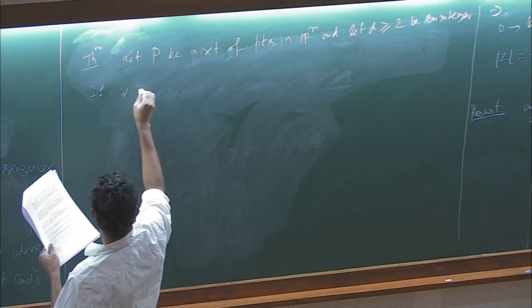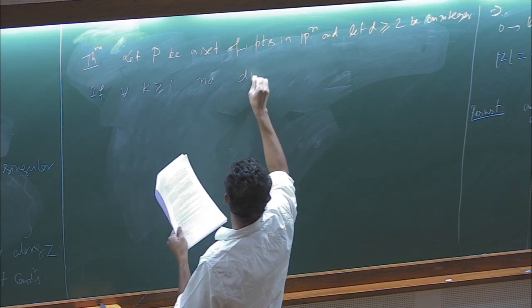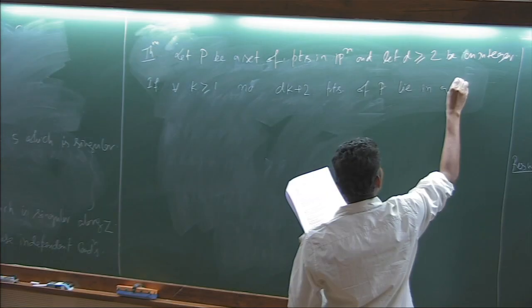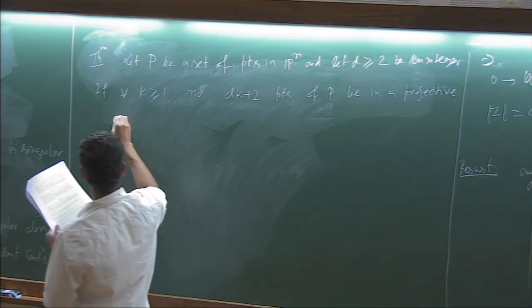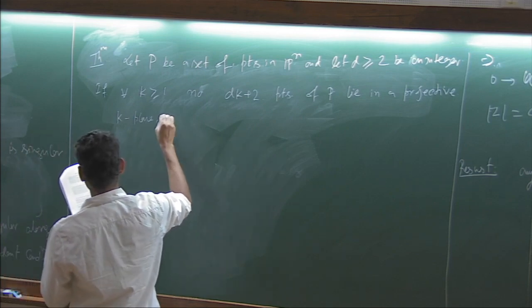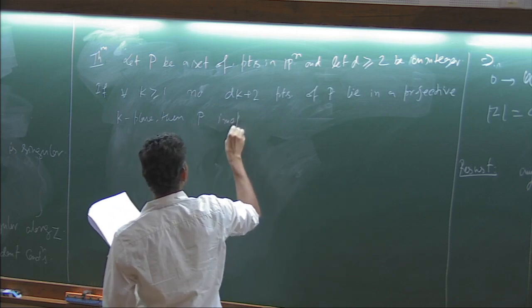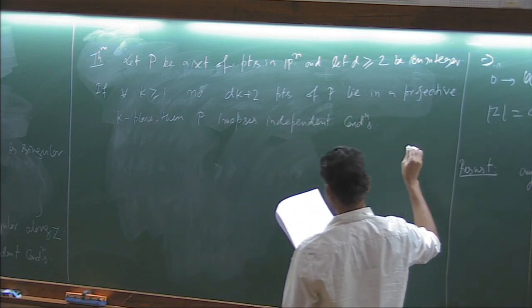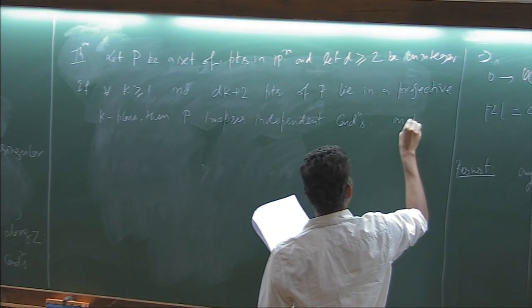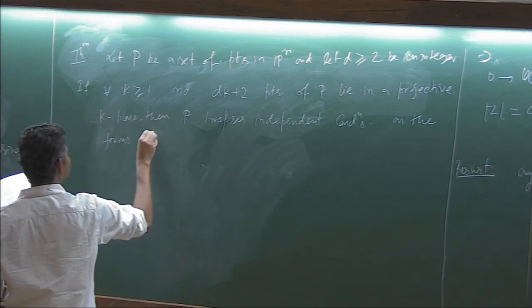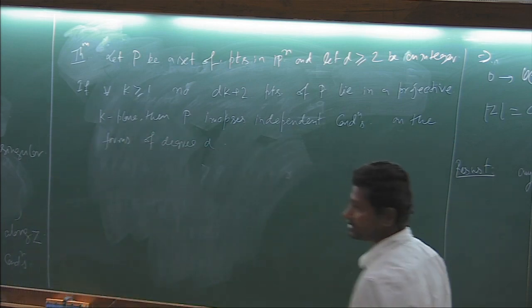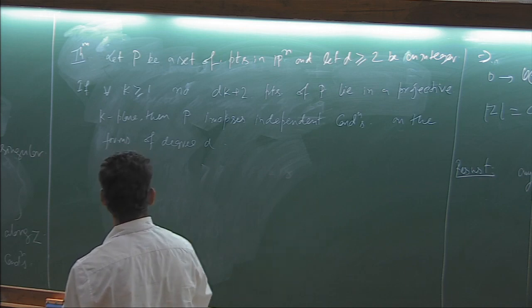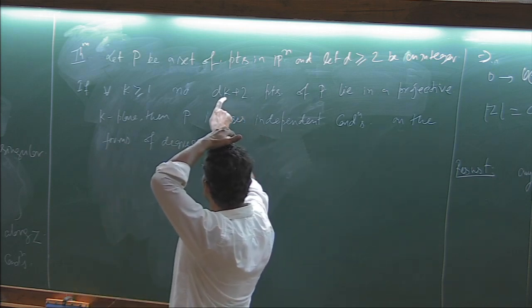If for all k greater than or equal to 1, no Dk plus 2 points of P lie in a projective k-plane, then P imposes independent conditions on forms of degree D. So here any 14 points have to impose independent conditions. By this theorem, with D equal to 5, no 12 points.